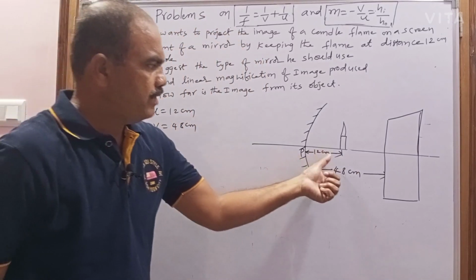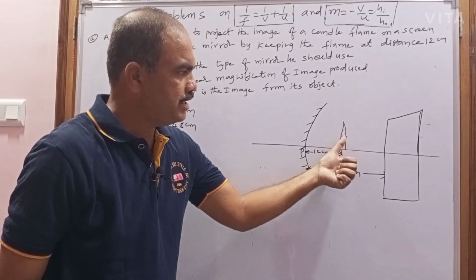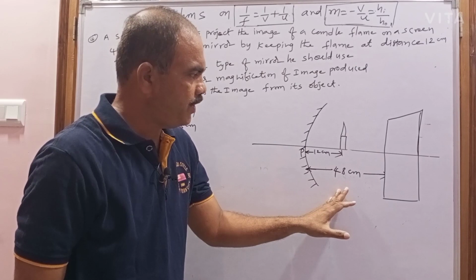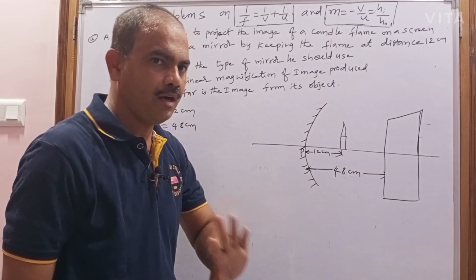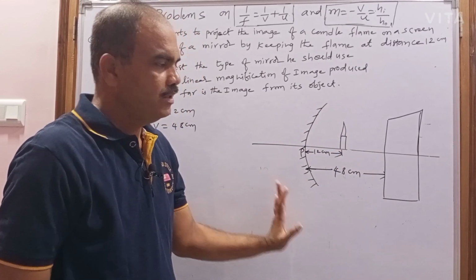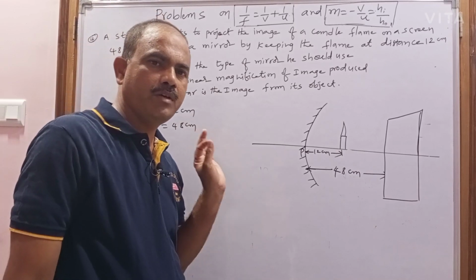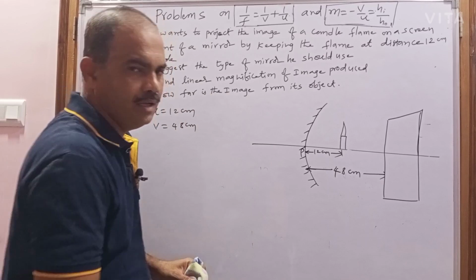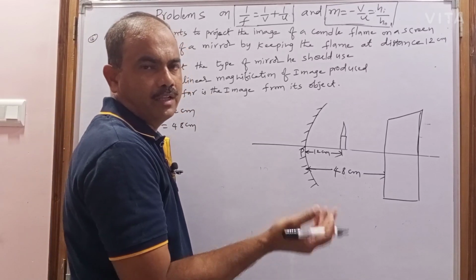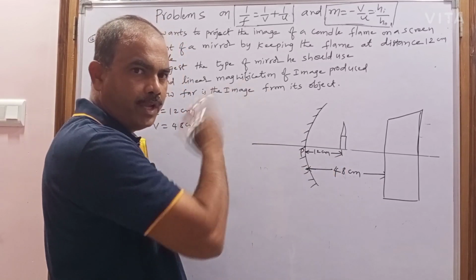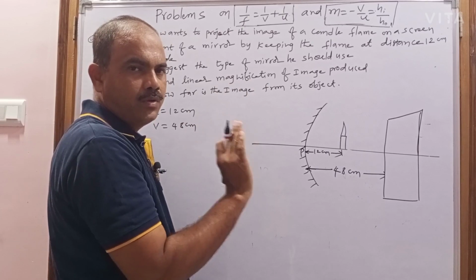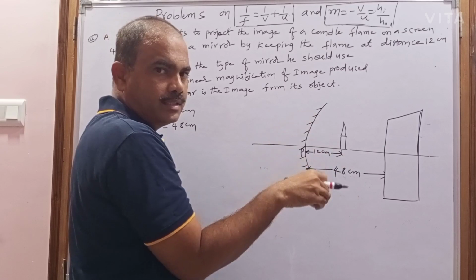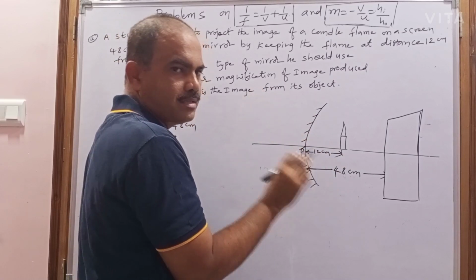When the candle is at 12 centimeter, this candle image is formed on the screen at 48. So this is only possible in a concave mirror. This is not possible in a convex mirror. Why? The convex mirror always forms a virtual and erect image, and the image is formed behind the mirror. So there is no use of the screen. But to catch the image, when we are using a screen, remember that it is a concave mirror.